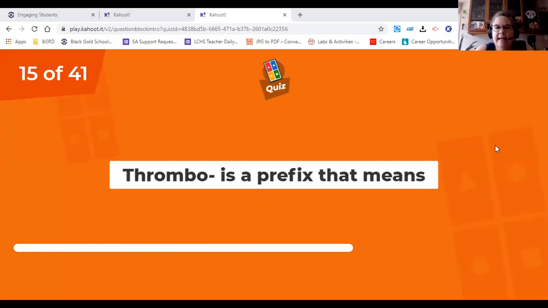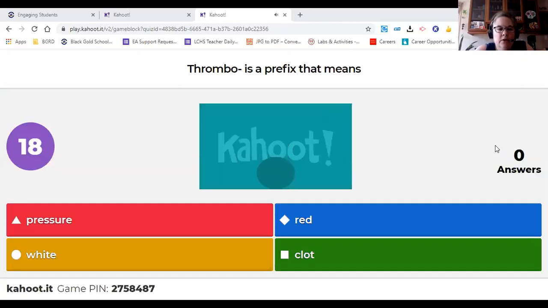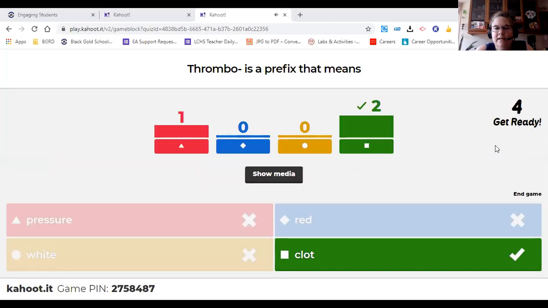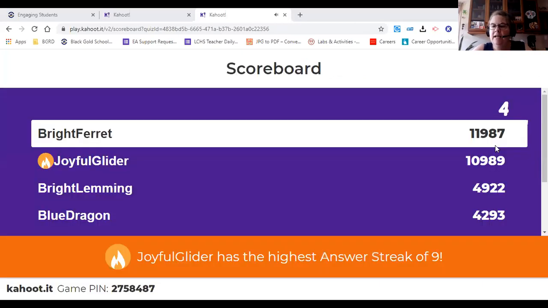Thrombo is a prefix that means pressure, white, red, clot. And it means clot, thrombo. Thrombocytes are platelets. They help with our clotting.